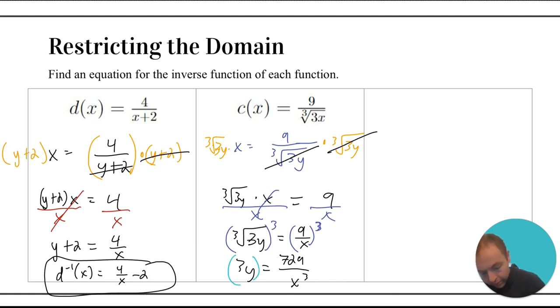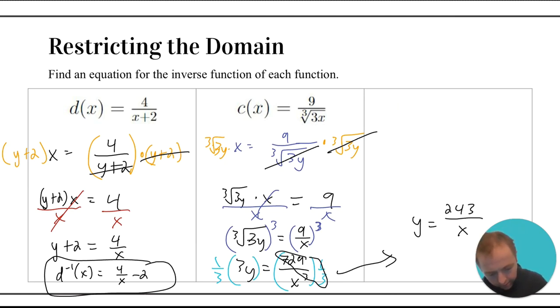And then you can multiply both sides by 1/3. So you have just the y alone, and then that means that y is going to equal, it turns out, 729 divided by 3 is 243. So 243 over x to the third. So that is going to give you the equation for C inverse then.